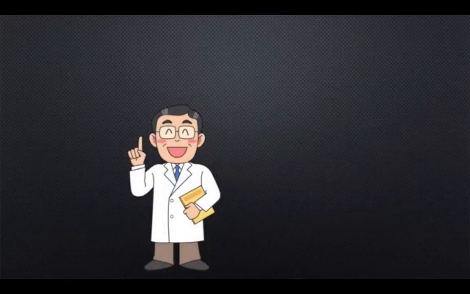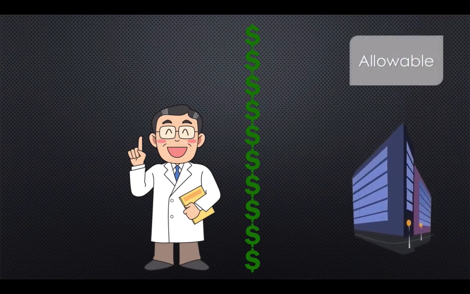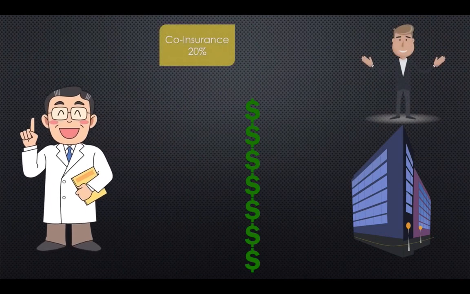So let's take the same example from before, but let's take copay out of it so it's a little easier to understand. A patient comes in for a visit and you charge a $100 service fee to insurance. The insurance allows $70 for that service charge, and we will assume that the patient has a 20% coinsurance.